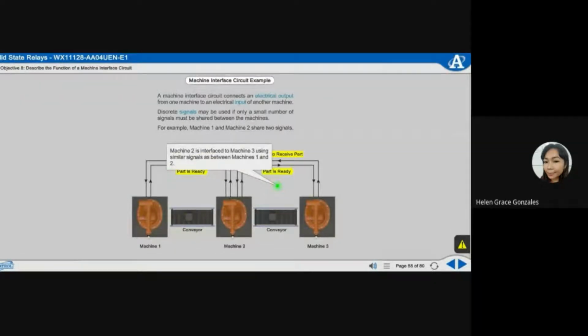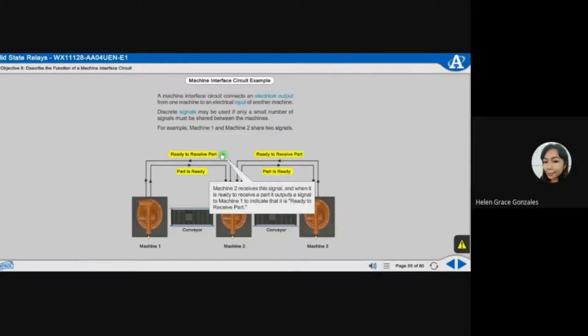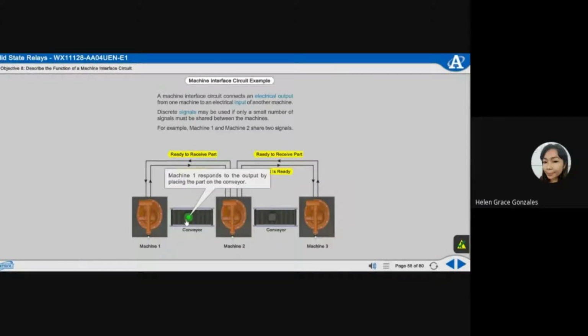Machine 2 is interfaced to Machine 3 using similar signals as between Machines 1 and 2. Machine 2 receives this signal, and when it is ready to receive a part, it outputs a signal to Machine 1 to indicate that it is ready to receive a part. Machine 1 responds to the output by placing the part on the conveyor.